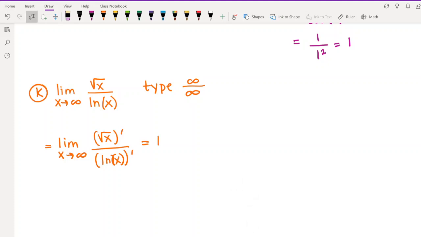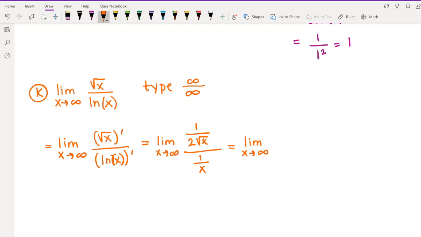So what is the derivative of square root of x? Well, we know that that is 1 over 2 root x. And then what is the derivative of ln of x? Well, that's 1 over x. And so before you go and evaluate or think about whether you have to use L'Hopital's rule again, you always want to see if you can simplify. So how can we try to simplify this?